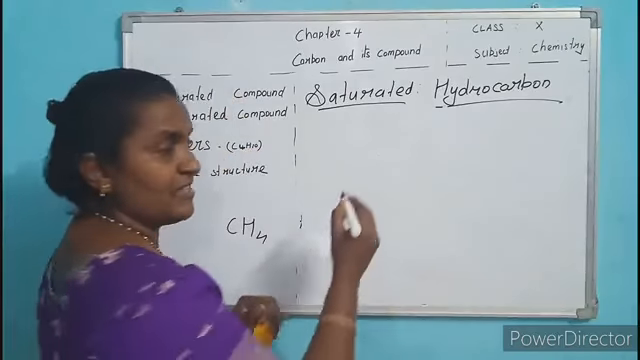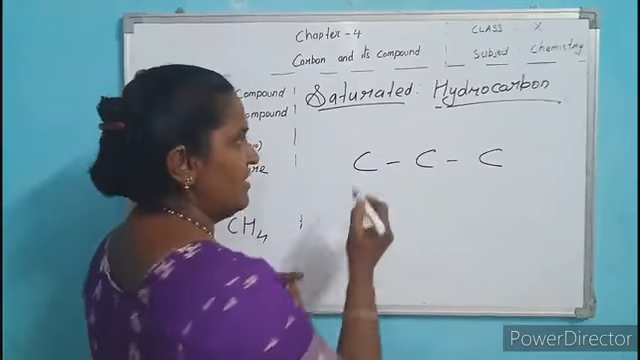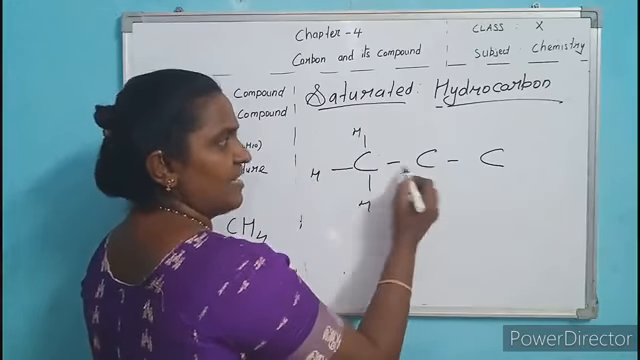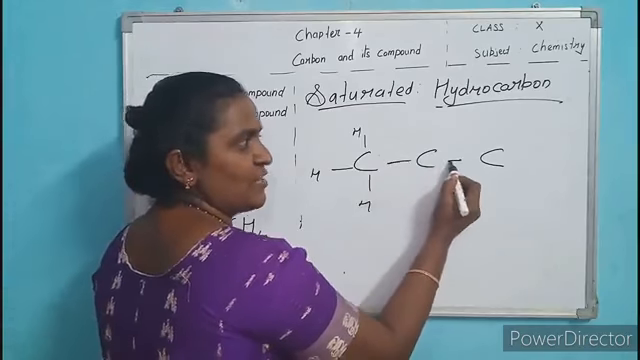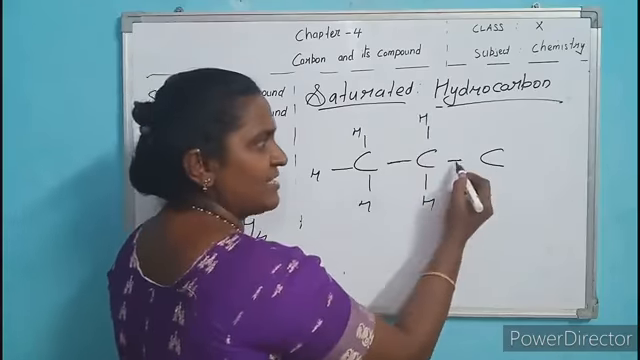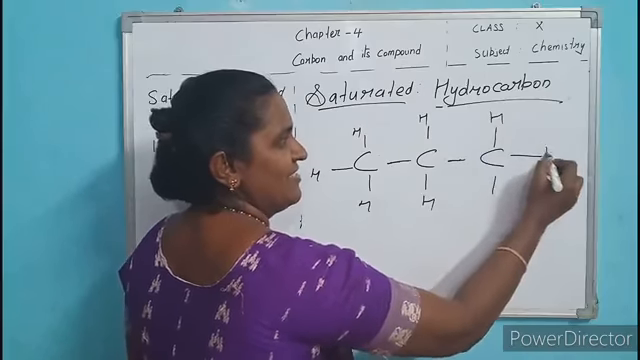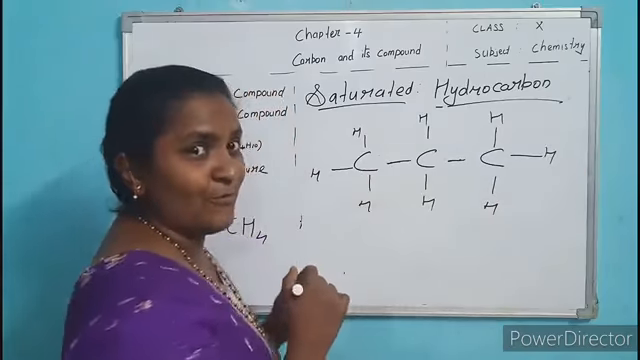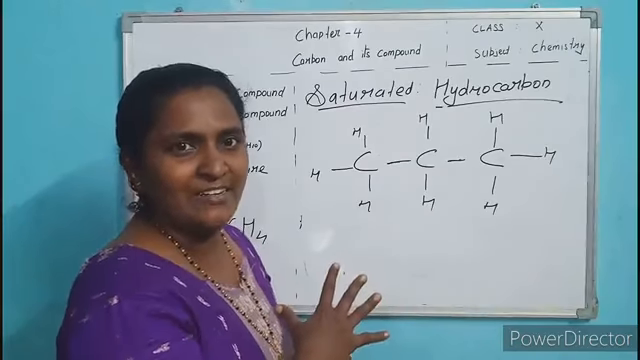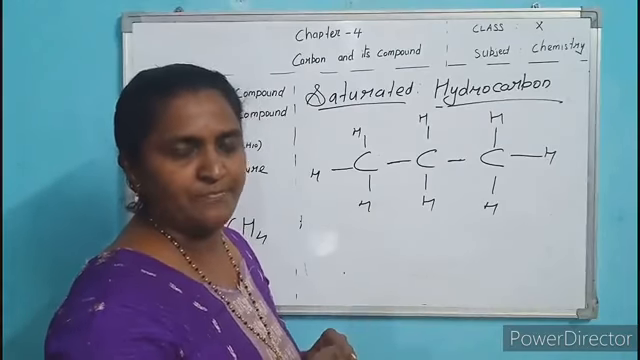With 3 carbons, the compound with the 3 carbons. I told you each carbon carries 4 single bonds. This carbon has 1, 2, 3, 4 with the hydrogen. This carbon has both sides, 1, 2, 3, 4. This carbon is having 1 bond already, and 2, 3, 4. So total 4 bonds. Each carbon has 4 single covalent bonds, so it is called saturated hydrocarbon or saturated organic compound.